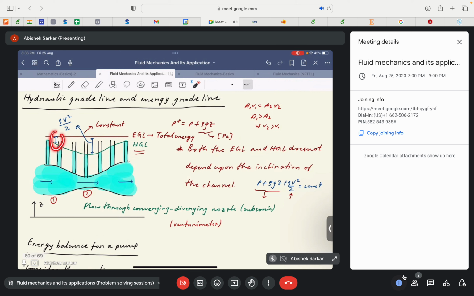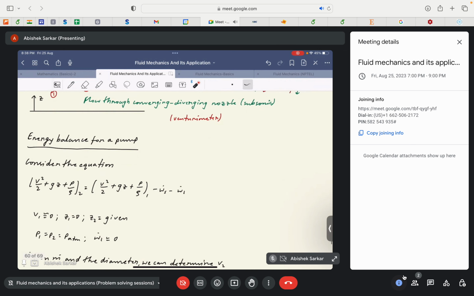Again in this region, the piezometric pressure head goes up and the dynamic pressure head goes down. Okay, that can be observed here. So this is the very concept of the hydraulic and energy grade line. So I hope it was clear.